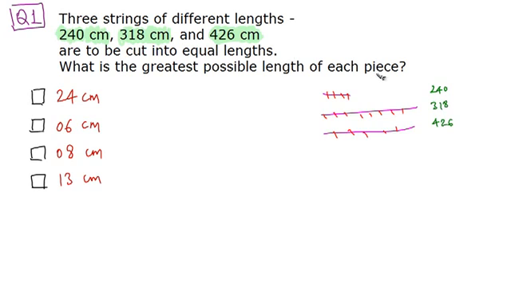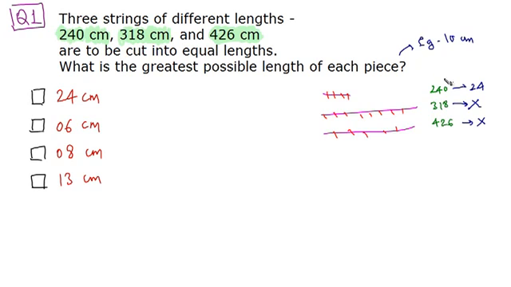If you consider the length of each piece as, let's say for example, 10 centimeter, you are going to get 24 pieces of 10 centimeter each if you cut this 240 centimeter long string. But if you cut this 318 centimeter long string into pieces of 10 centimeter each, you are not going to get pieces of equal length. Same is the case with 426 centimeter long string. The reason being that 240 is divisible by 10, but 318 and 426 are not divisible by 10.